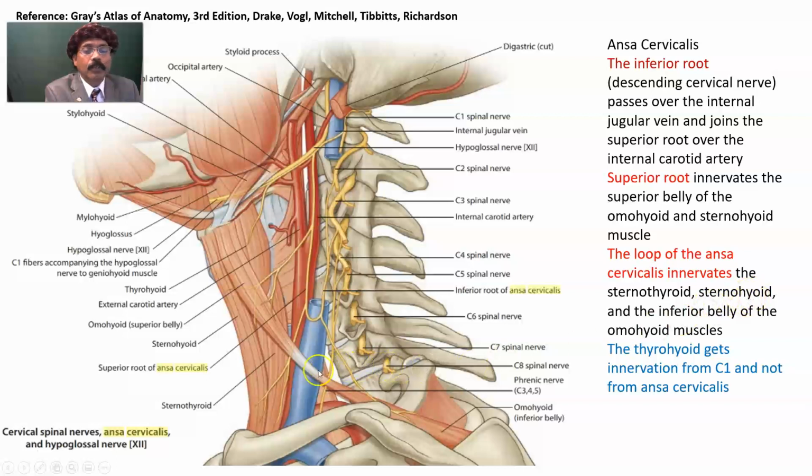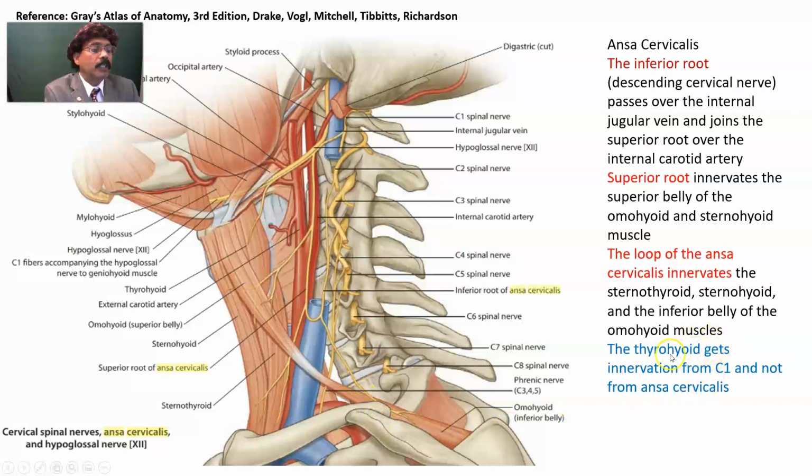It is getting innervation by the Ansa cervicalis. Maybe it is also getting a contribution from the superior root of the Ansa cervicalis. Then the inferior belly of the omohyoid is innervated by the inferior root of the Ansa cervicalis, or just from the loop of the Ansa cervicalis.